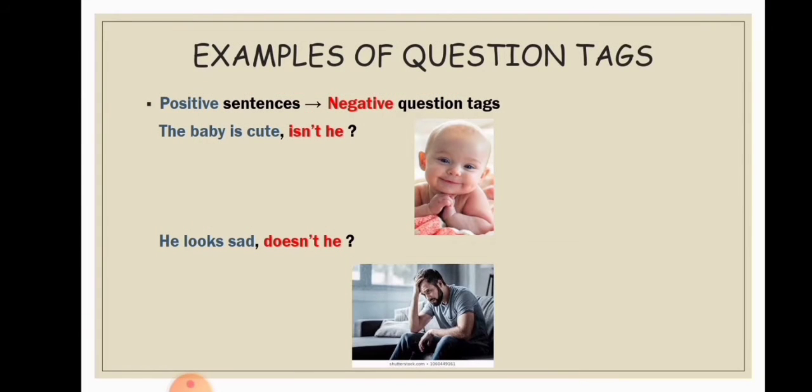Let's see some examples of question tags. If the sentence is positive, the question tag is negative. For example, the baby is cute. This sentence is positive. The question tag is, isn't he? The question tag should be negative. Another example, he looks sad. This is positive. The question tag is negative. Doesn't he?